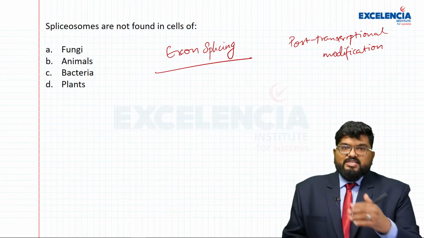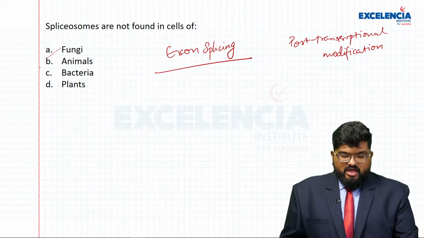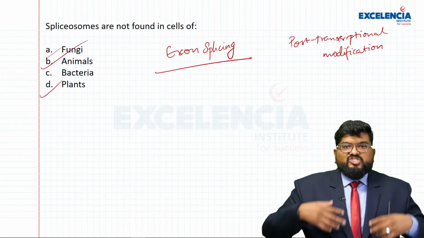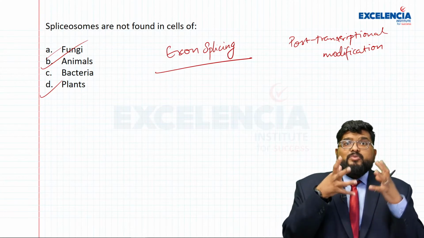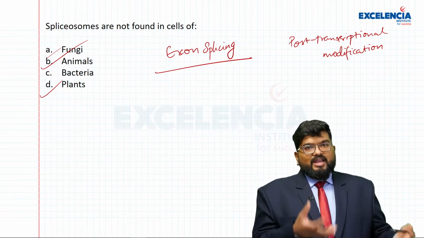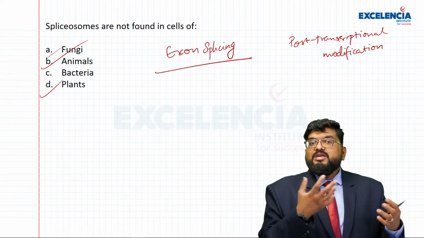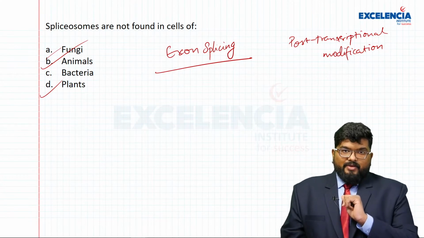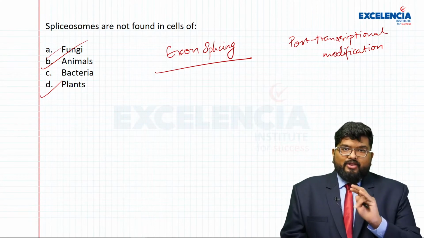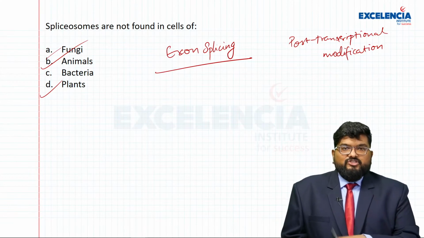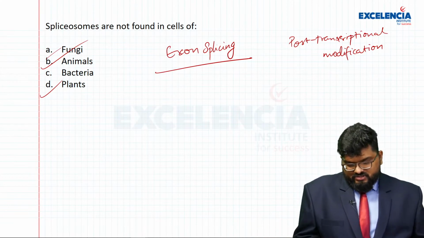Now, which of these are eukaryotes? Fungi, animals, plants. So spliceosomes, which carry out exon splicing, are a group of proteins that carry out exon splicing. That means it's a process taking place in eukaryotic cells. Bacterial cells have coupled transcription translation. They don't have post-transcriptional modifications.